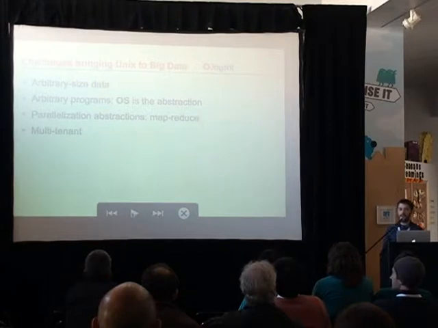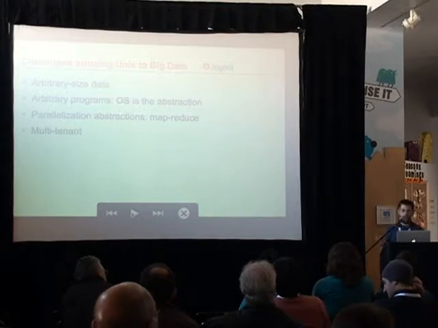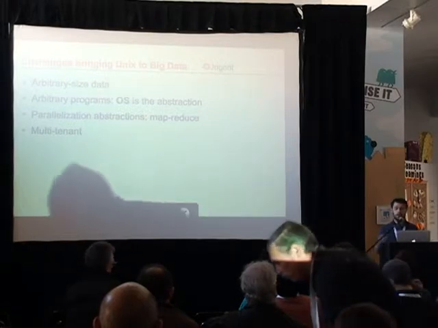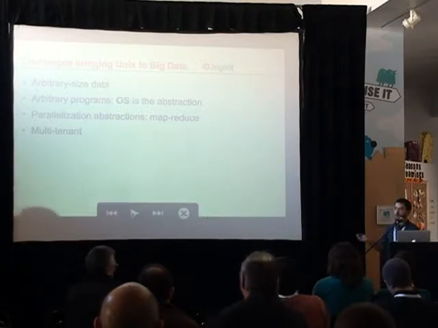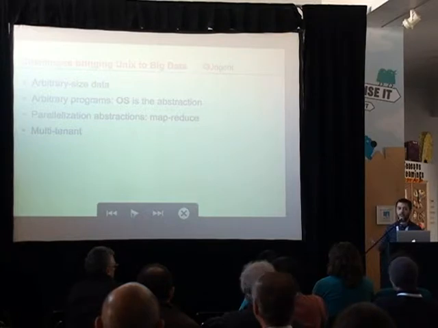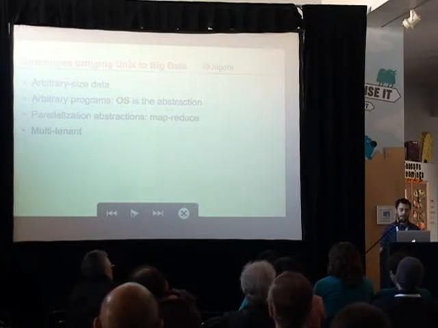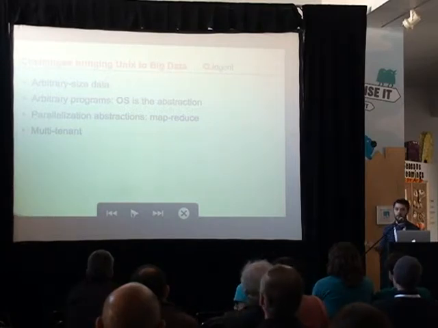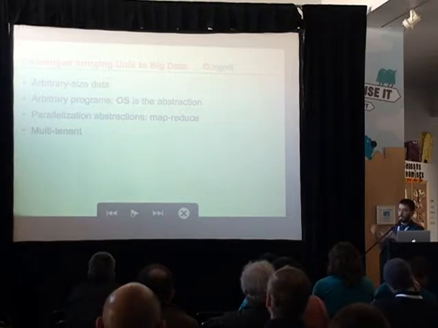Which means the abstraction is not like a Java program or some narrow JavaScript function, as in many cases. It's actually the OS itself. You write a program and you can fork, you can exec, you can read, write, you can open files, you can create temporary files, you can open network sockets, you can do whatever you want. The operating system itself is the abstraction. That's important as well. For the parallelization abstraction, we chose MapReduce because we felt that was a very natural way to express the parts of the computation that are distributed and the parts that are not.